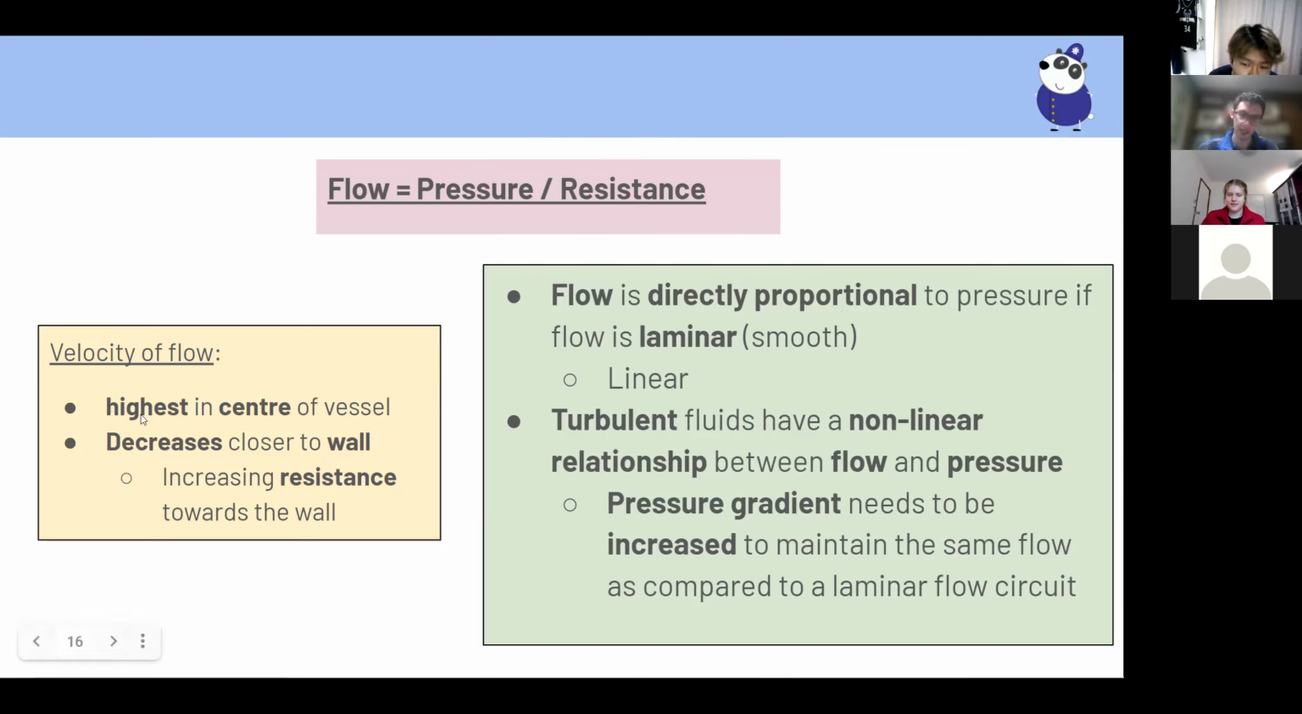The velocity of flow is highest in the center of the vessel and decreases closer to the vessel wall. This is because there's increasing resistance towards the vessel wall. So as this resistance increases towards the vessel wall, your flow is going to decrease.